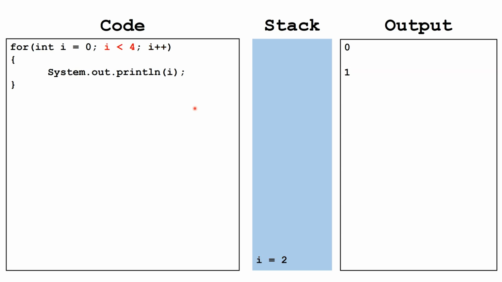We check, is i still less than 4? It is, so we may continue with the loop. We print off the value of i, which is 2. We increment the value of i to 3. We check, is i still less than 4? It is. We print off the value of i, which is 3. We increment the value of i by 1, and now it becomes 4. We check, is the value of i less than 4? It is no longer less than 4. This Boolean expression is false, so we terminate the loop and continue on to any code after the loop.